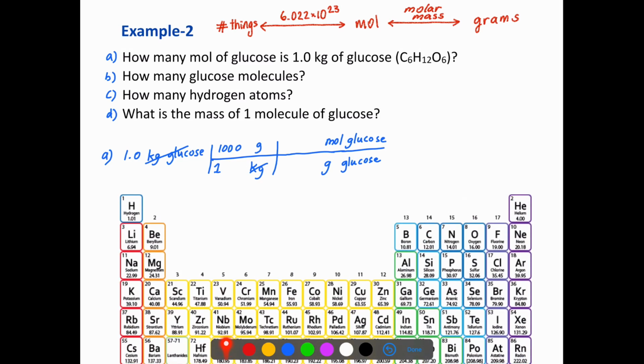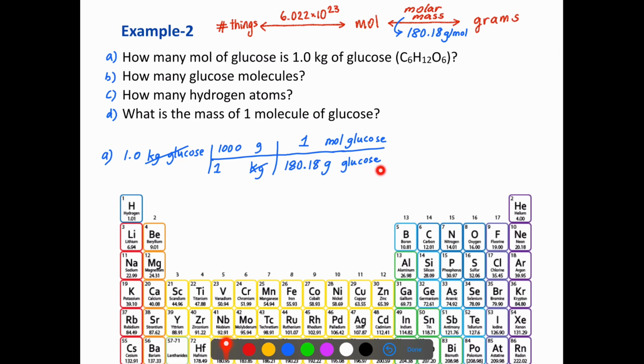So you need to do, glucose formula is C6H12O6. So you need to do 6 times carbon's weight plus 12 times hydrogen's weight plus 6 times oxygen's weight. If you go ahead and do that, you should get, please check this answer, I got 180.18 grams per mole. So that's the molar mass of glucose. So that means 1 mole of glucose should be 180.18.